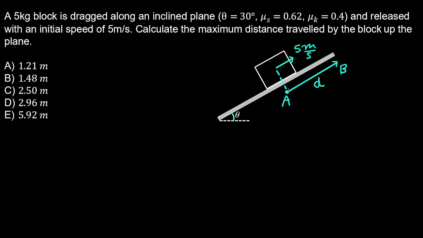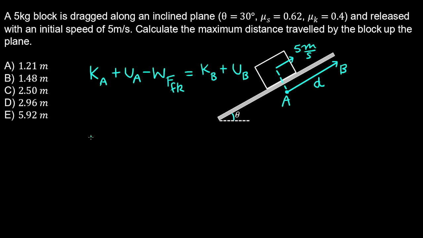So taking our reference point at A, we have the kinetic energy of the block at A, plus the potential energy at A, minus the work done by the kinetic friction force, is equal to the kinetic energy at B, plus the gravitational potential energy at B.